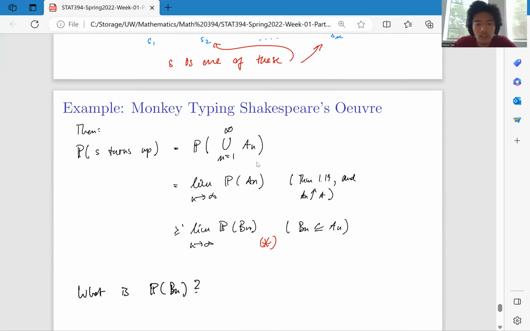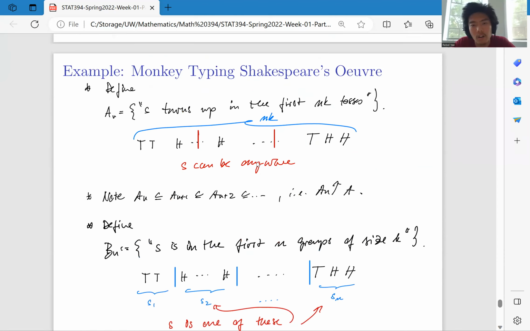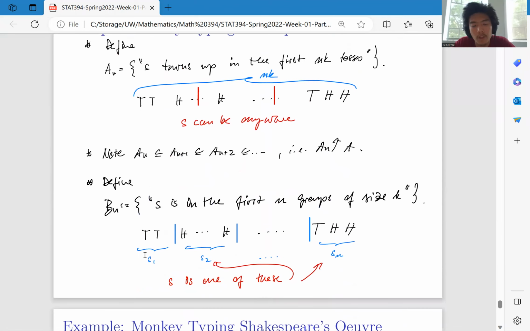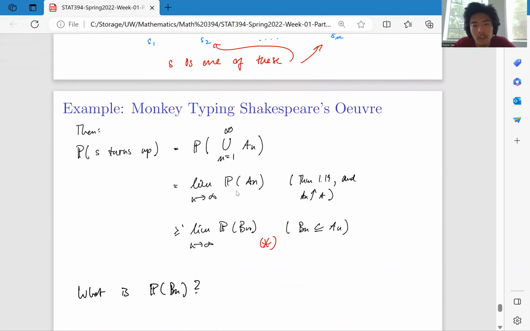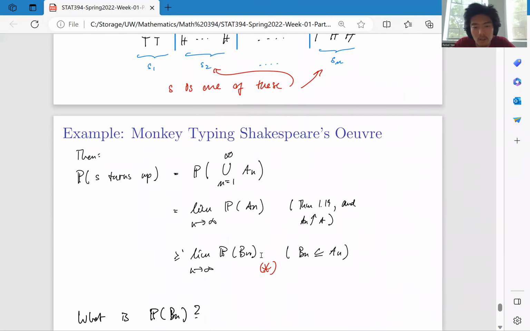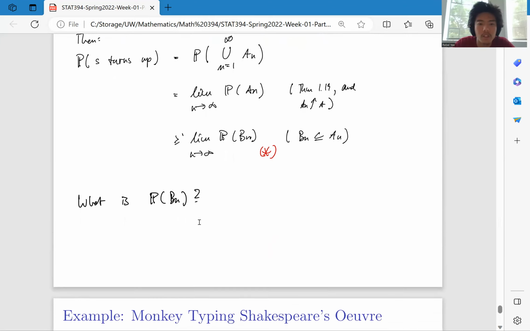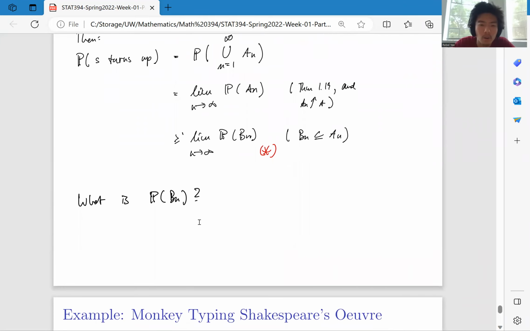So why must this be true? Because Bn is a subset of An. If you can partition those sets out, you can also find a partition of S to here, but it has more choices. So definitely Bn is a smaller set than An. So we have already proved that P(Bn) is smaller than or equal to P(An) as n goes to infinity. So now I want to find what P(Bn) is.